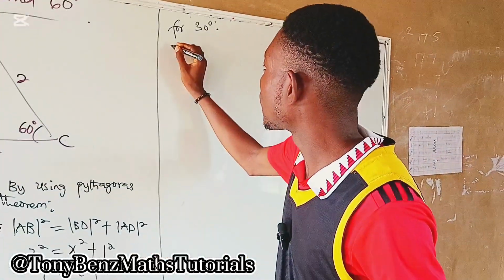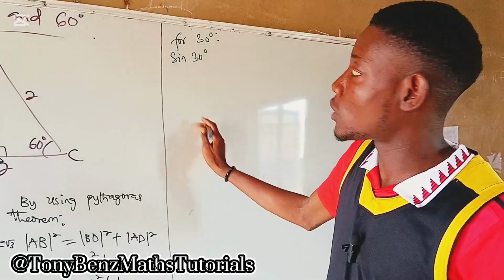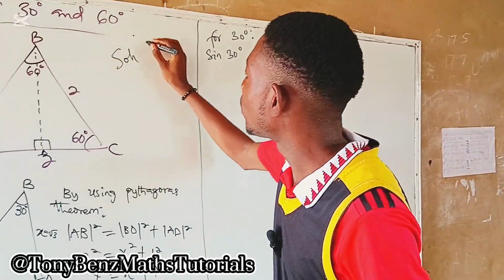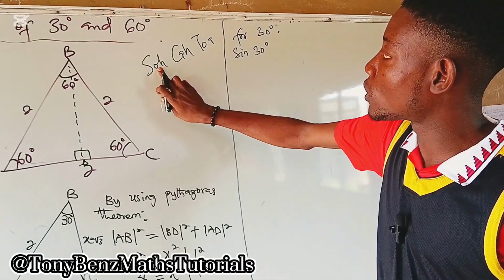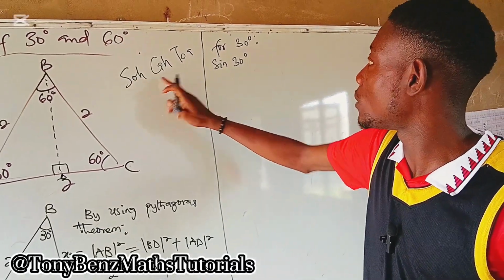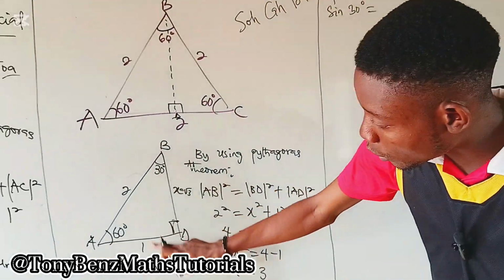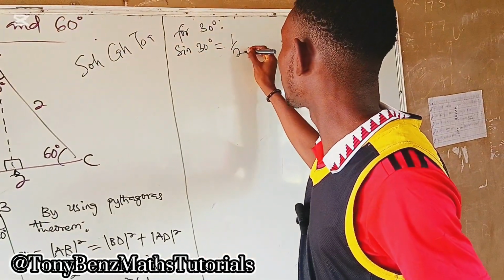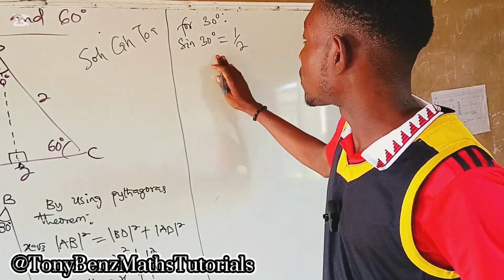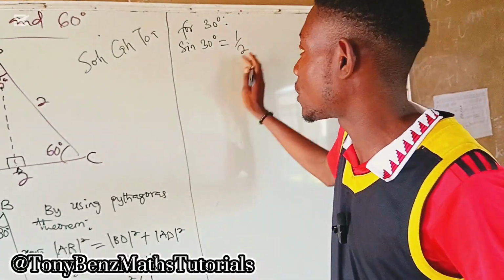For 30 degrees, sine 30 degrees. I told you we have SOH CAH TOA. So sine is opposite over hypotenuse. So sine 30 is what? What is the opposite? This is 30 degrees, and this is the opposite, 1 over 2. This is sine 30. If you punch your calculator, you have 1 over 2 as sine 30.